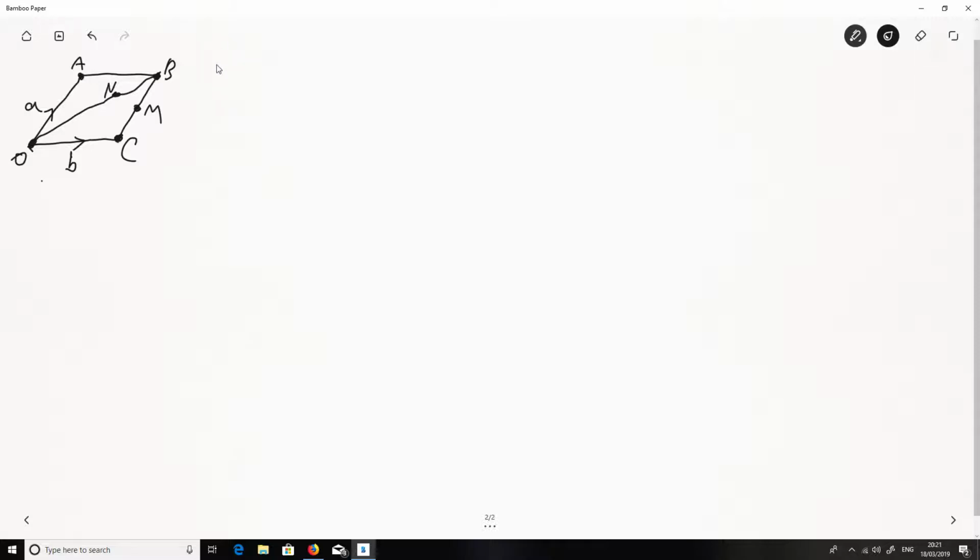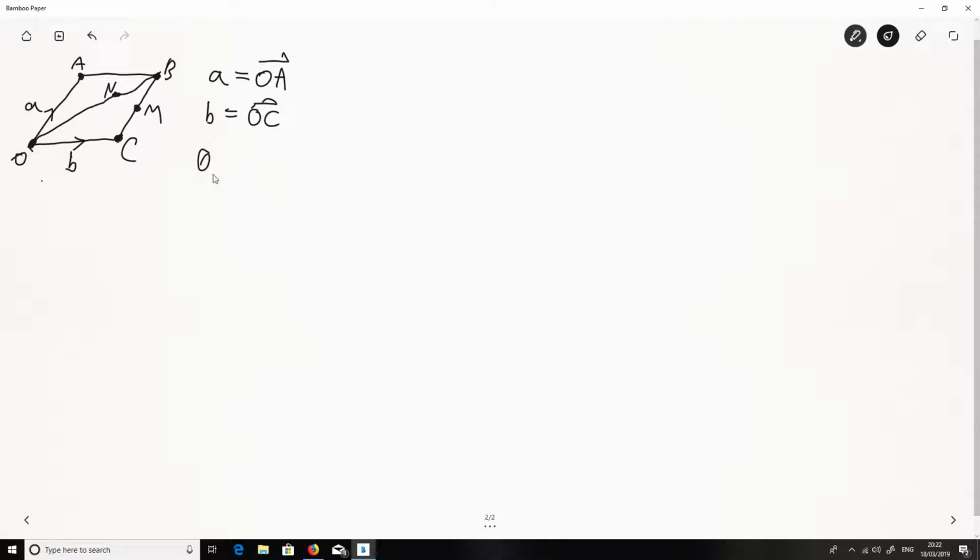So we can see from this diagram and the information we're given, the vector A is equal to the distance OA, and the vector B is equal to the distance OC. We are also told in the question that the midpoint of BC is M, so this is the middle of this line here at M.